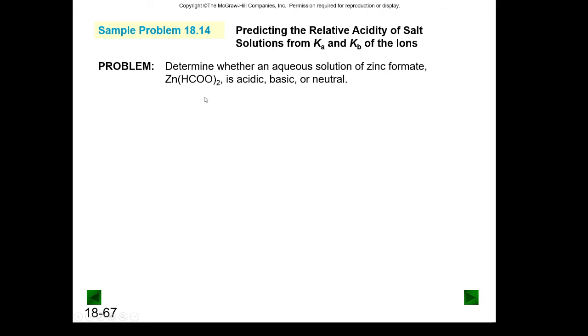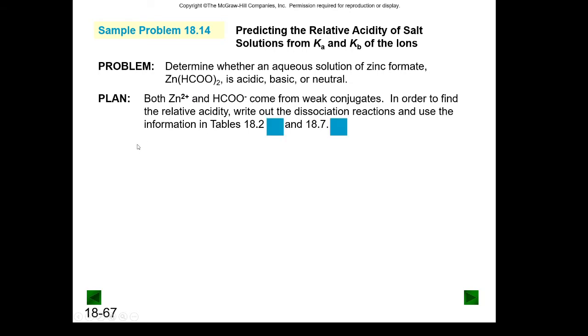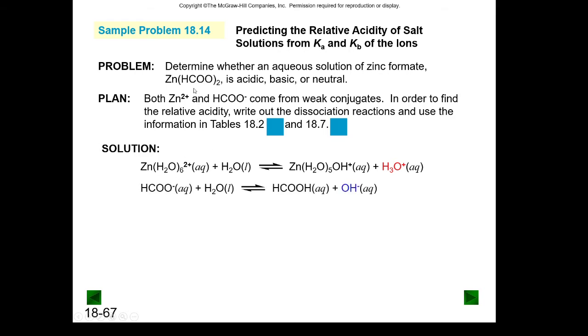So let's take a look at this. It says, determine whether an aqueous solution of zinc formate is acidic, basic, or neutral. All right, so zinc is not a group 1 or group 2. It's a transition metal, in group 12 or 2B, and this would give me a weak acid if I combine it with hydrogen. So what do we have to do? Well, you have to look up the Ka and Kb of our zinc and of our HCOO minus.